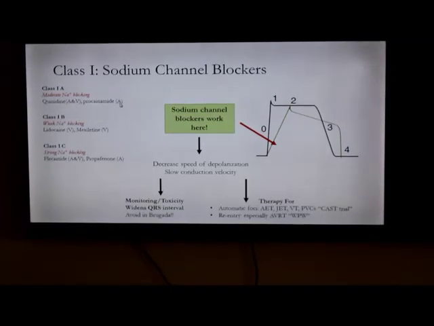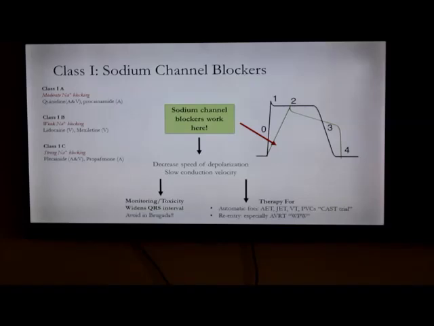Procainamide is mainly atrial. Class 1B, lidocaine and mexiletine, are both only ventricular. Class 1C, flecainide, works for both atrium and ventricle, and propafenone is mainly atrium. Of all of these, the most common are probably lidocaine and flecainide, if you want to know. Any questions about sodium channel blockers? Class 1A? Yeah, but I'm not sure anyone ever uses it as an antiarrhythmic, but it's there.